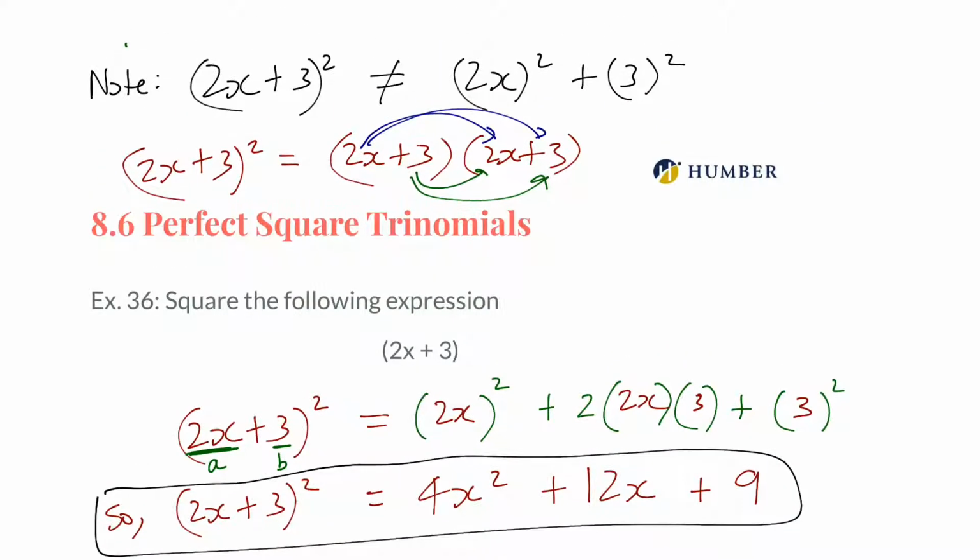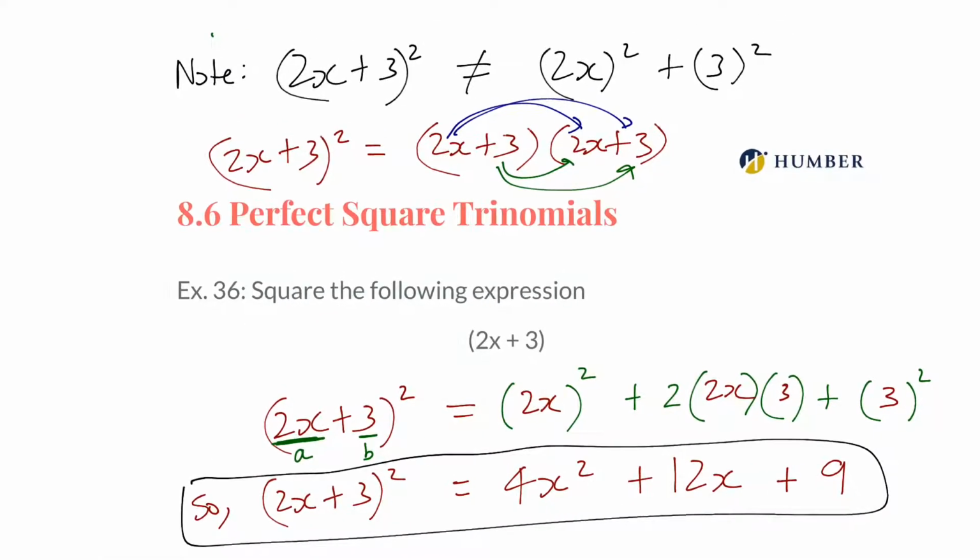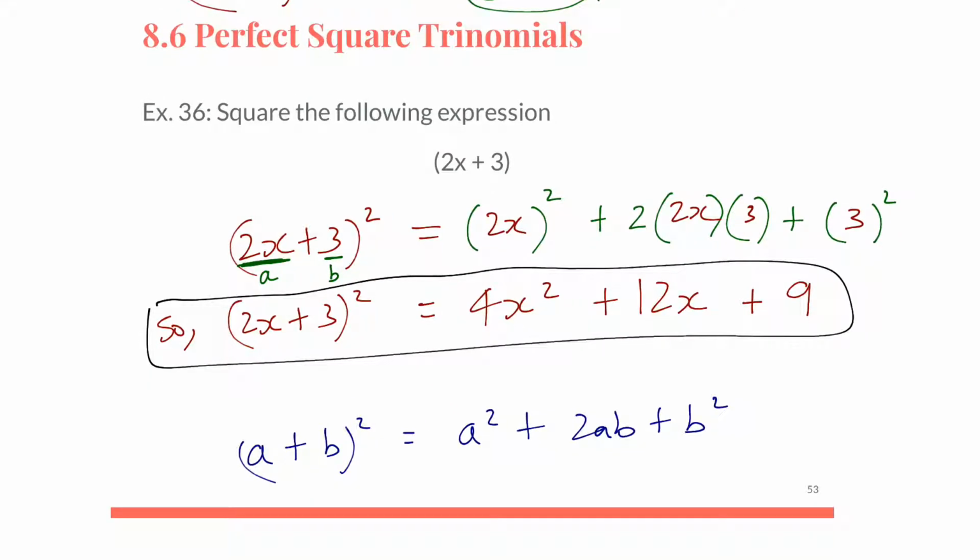You can verify that the answer will never be that simple. These two do show up. 2x squared is 4x squared. 3 squared is 9. Those two things do show up in the answer, but there's a third component. Is that okay so far? Any questions? All right, in that case, let me make up a couple of questions here.